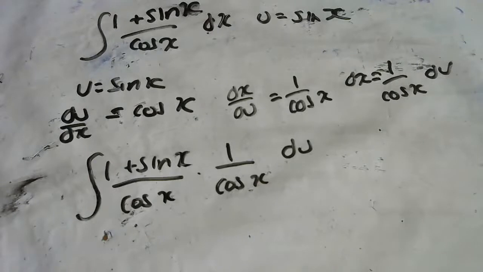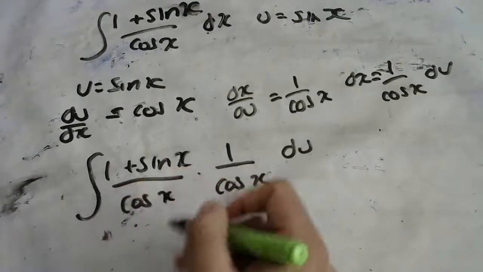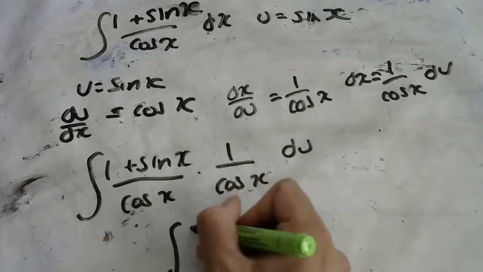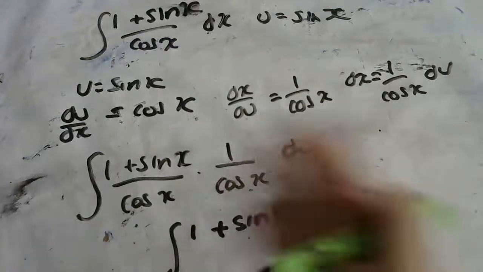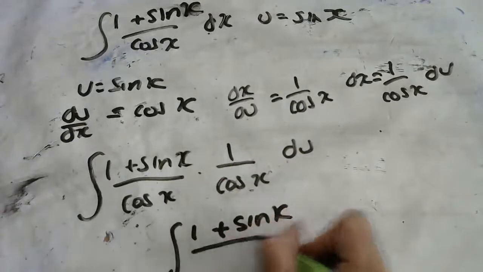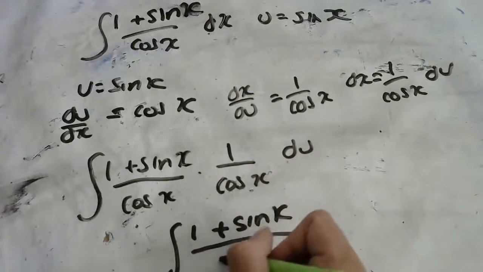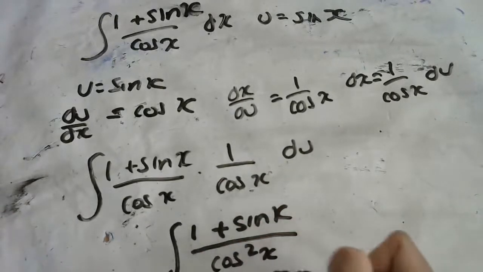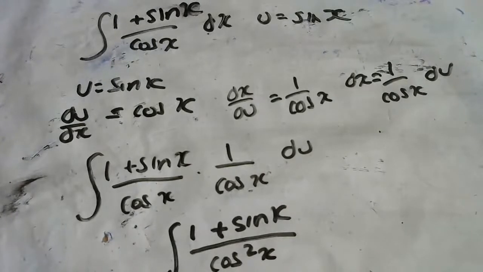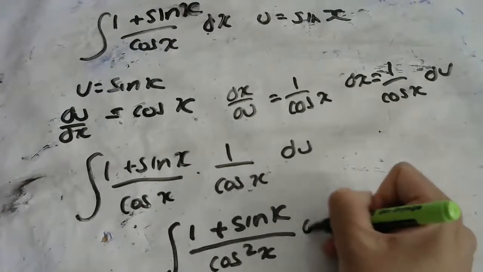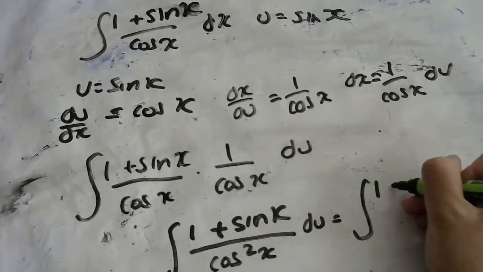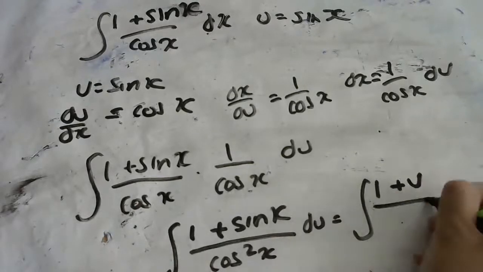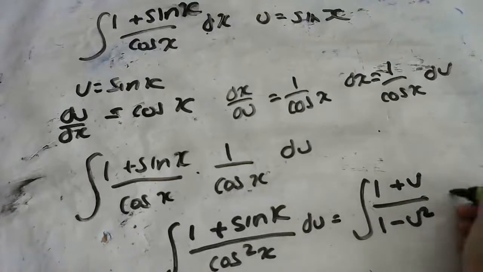Don't know what to do after. Here's the trick. If you times those two fractions together, obviously all you're going to get is 1 plus sine x. Well, that's fine. I've got something besides this, 1 plus u. What about the cos x? That's just going to become cos squared x, isn't it? But I can write cos squared x as 1 minus sine squared x. So my integral now becomes 1 plus u over 1 minus u squared du.